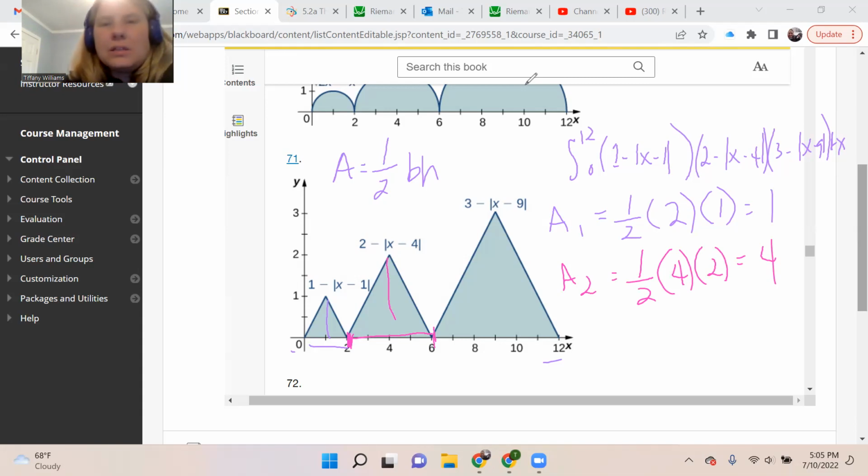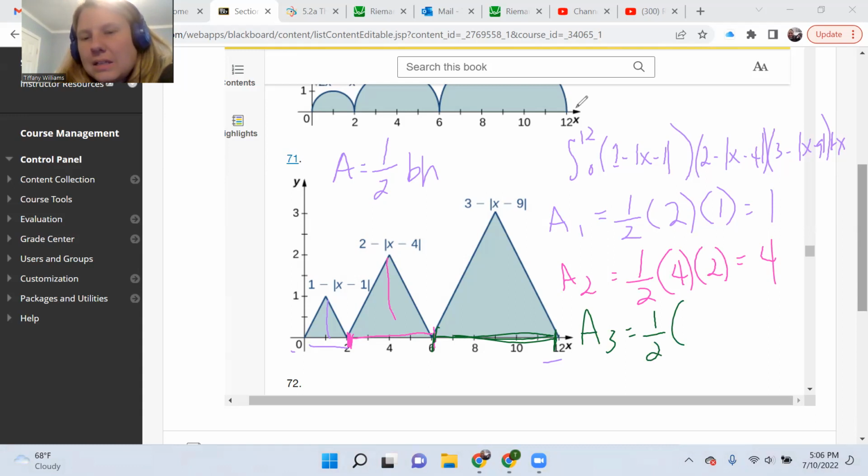And then finally, let's do our third triangle. Let's do a green here. So on my third triangle, I'm going from 6 to 12. So I'm going to have 1/2. My base in that case is going to be 6, and my height is going to be 3. So 1/2 of 6 is 3. 3 times 3 is 9.